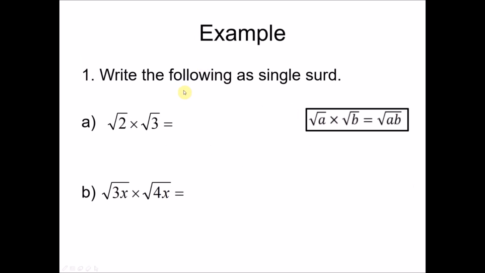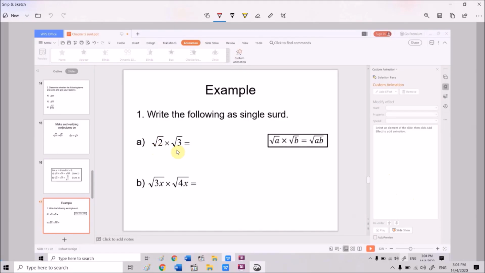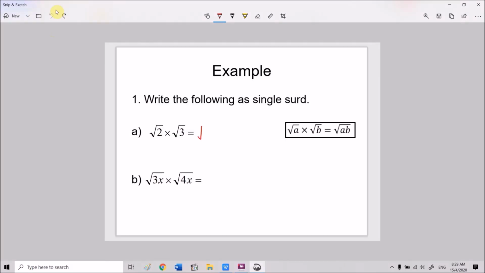So the first one, write the following as a single surd. When you are given surd 2 times surd 3, by using the first law, surd A times surd B equals surd AB. So using the first law here, the square root of 2 times 3 equals the square root of 6, or surd 6.